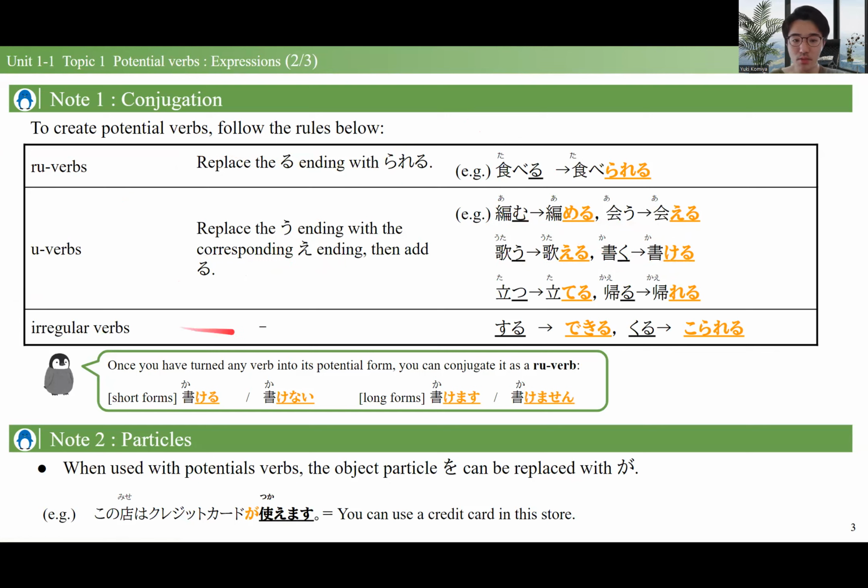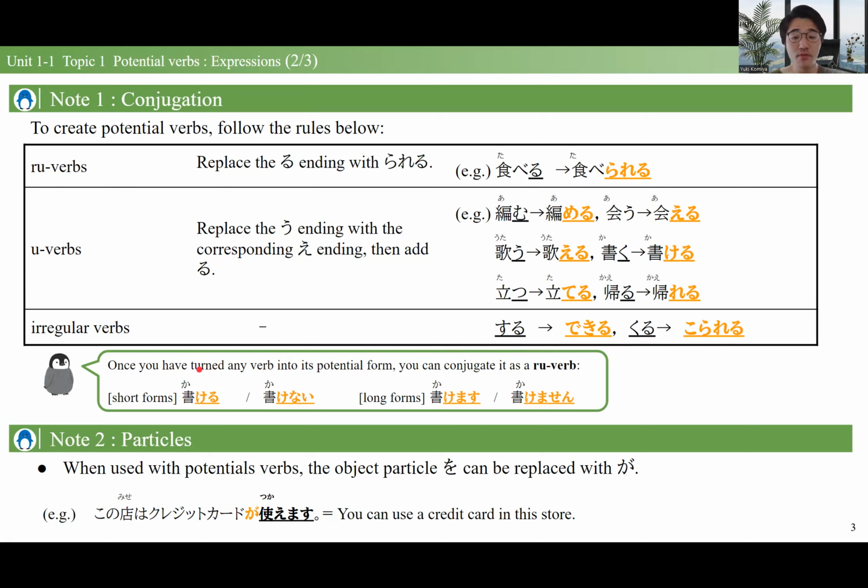Finally, for irregular verbs, again, this is the irregular, so you will have to memorize how they change. So the entire words change. Suru turns to dekiru, kuru turns to korareru. Yeah, so can do and can come.